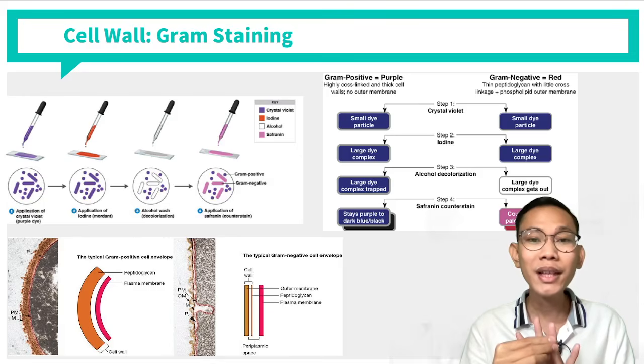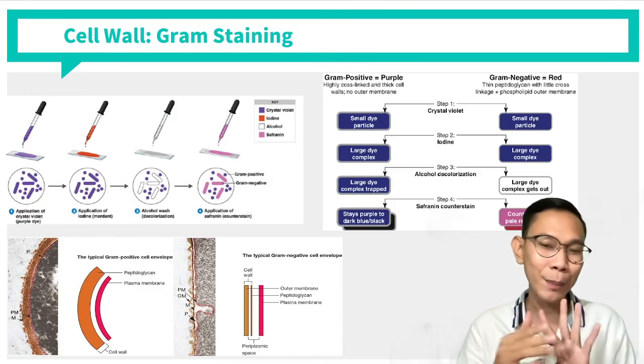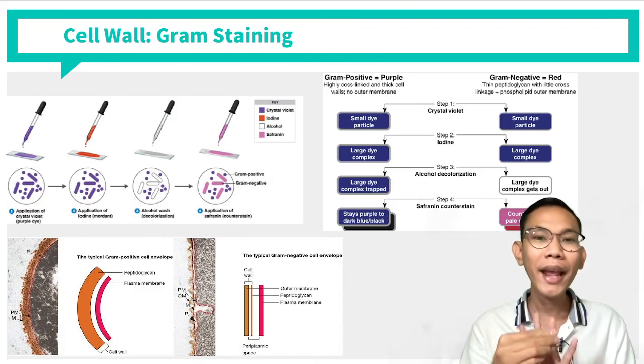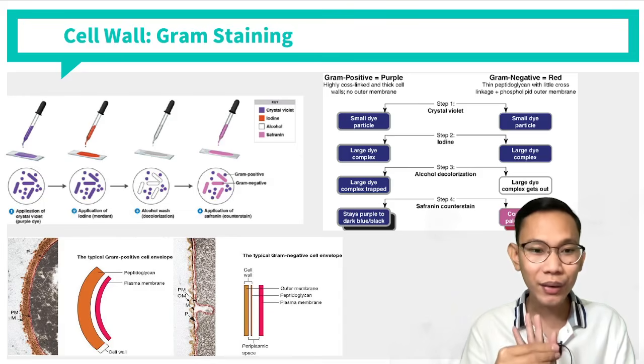A, alcohol is a decolorizer. So later on, we will understand the concept behind your decolorizer. And your S is your safranin, which is a counter stain. So I repeat, ulit-ulitin natin para ma-memorize na. V, crystal violet, primary stain. I, iodine, which is now your mordant. A, alcohol, decolorizer. And S is your safranin.